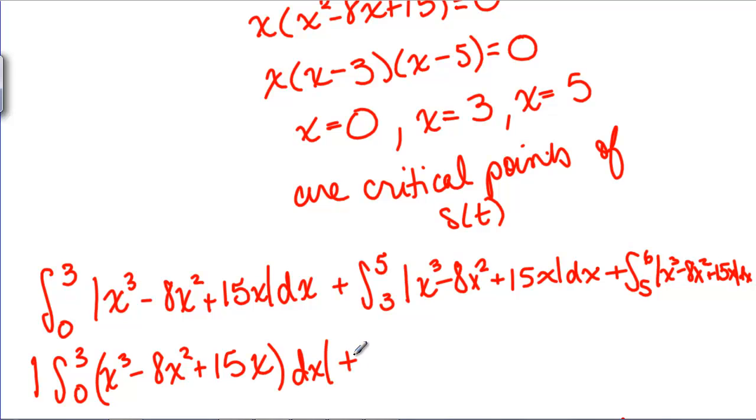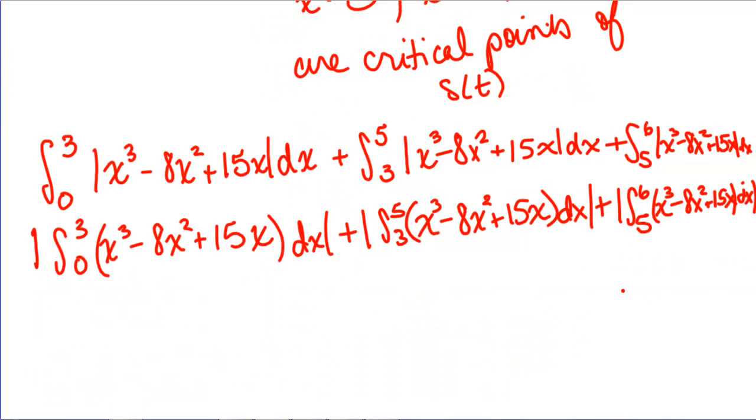And the same argument holds for the other integrals. We can do the absolute value of the integral instead of the integral of the absolute value. Now this only works because we know that our function has the same sign for the entire region. So now we can find all of these integrals.